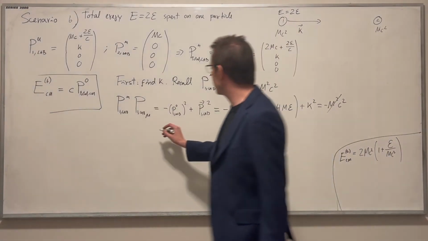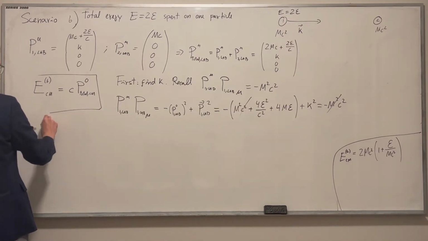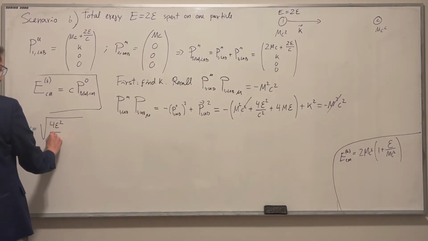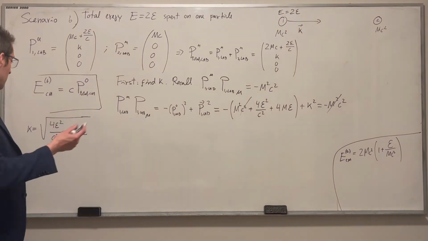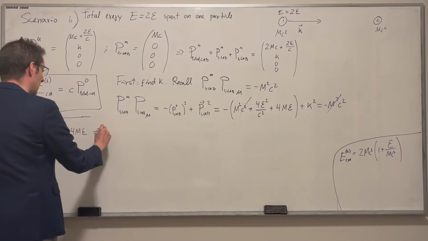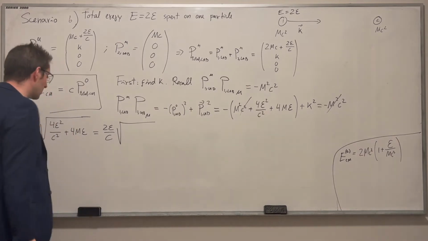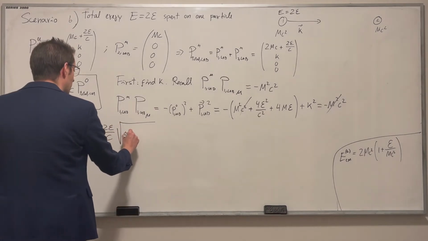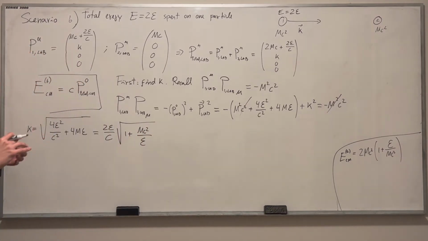So in this case we get that K is equal to the square root of 4E squared divided by c squared plus 4mE. But we can simplify this and write 2E divided by c as a common factor that I take out of the square root, and that gives me the square root of 1 plus mc squared divided by E, which is kind of nice again to compare the two expressions. Wonderful. So we determined the value of K.